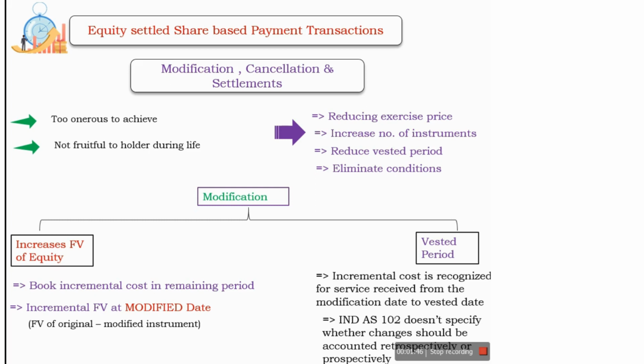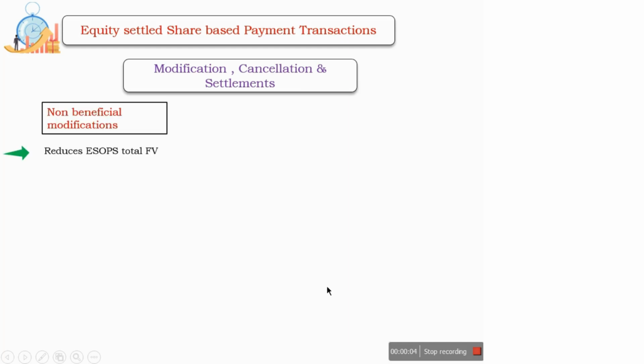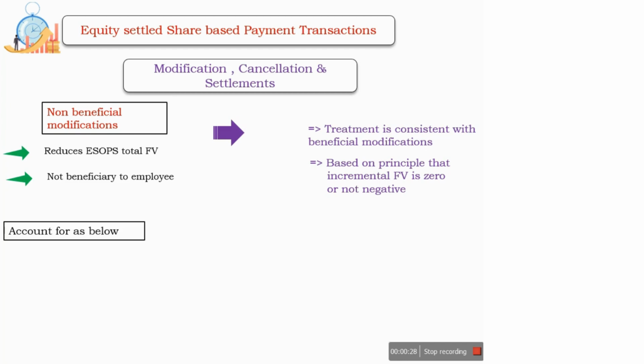But in this case, Ind AS 102 does not specify whether changes should be accounted retrospectively or prospectively. In case of non-beneficial modification by way of reducing the ESOP's total fair value or any other way that is not beneficial to the employee, the treatment will be consistent with beneficial modification that we discussed in the previous slide, and it is based on the principle that incremental fair value is zero or is not negative, not generating any income. So this transaction will be accounted for as below.